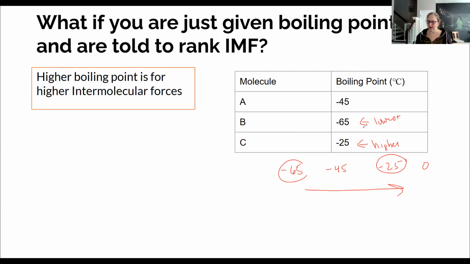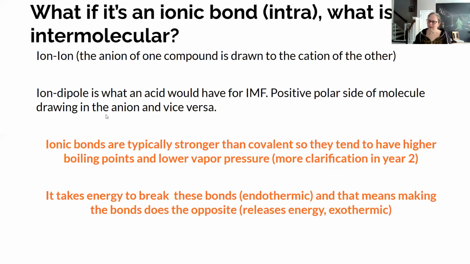You could also figure out vapor pressure. Vapor pressure and boiling point are opposites. What if it's an ionic bond? Let's review what I said at the beginning. For year one, ionic bond is going to be the strongest, and then hydrogen bonding, and then dipole-dipole, and then dispersion, just for year one. An ion-dipole is what an acid has.